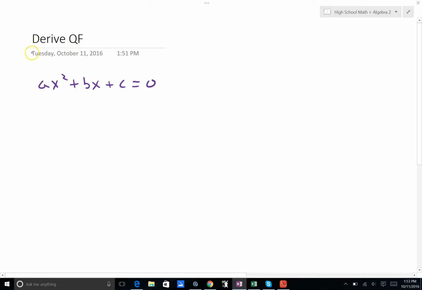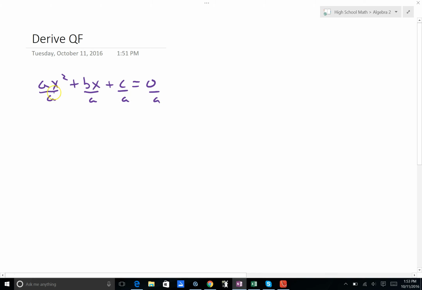In this video, I hope to show how we can derive the quadratic formula by completing the square. Here's our standard form of a quadratic equation: ax squared plus bx plus c equals 0. When we're completing the square, the first step is to divide by our value a, dividing by that coefficient in each position.